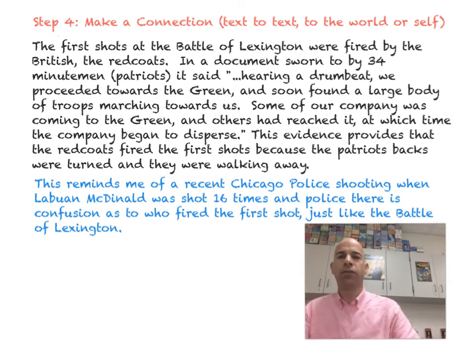The first shots at the Battle of Lexington were fired by the British, the Redcoats. In a document sworn to by 34 Minutemen patriots, it said, "Hearing a drumbeat, we proceeded towards the green and soon found a large body of troops marching toward us. Some of our company was coming to the green, and others had reached it, at which time the company began to disperse." This evidence proves that the Redcoats fired the first shots because the Patriots' backs were turned and they were walking away. Now my connection. Notice it in blue right here. This reminds me of a recent Chicago police shooting when Laquan McDonald was shot 16 times by police, and there is confusion as to who fired the first shot, just like at the Battle of Lexington.